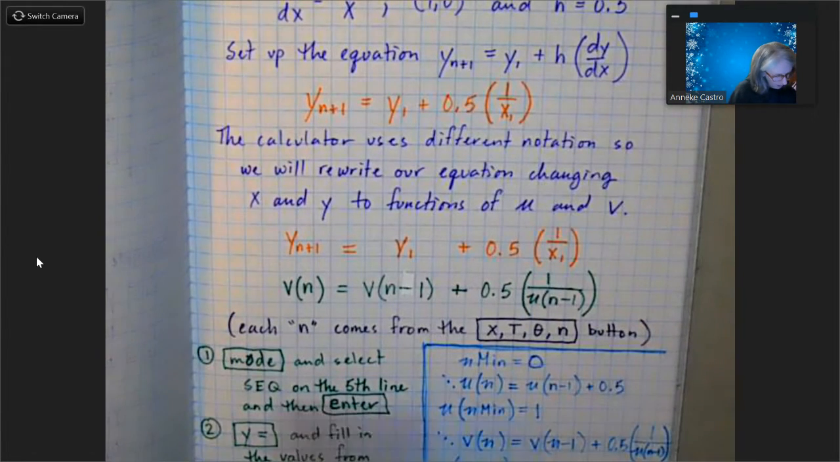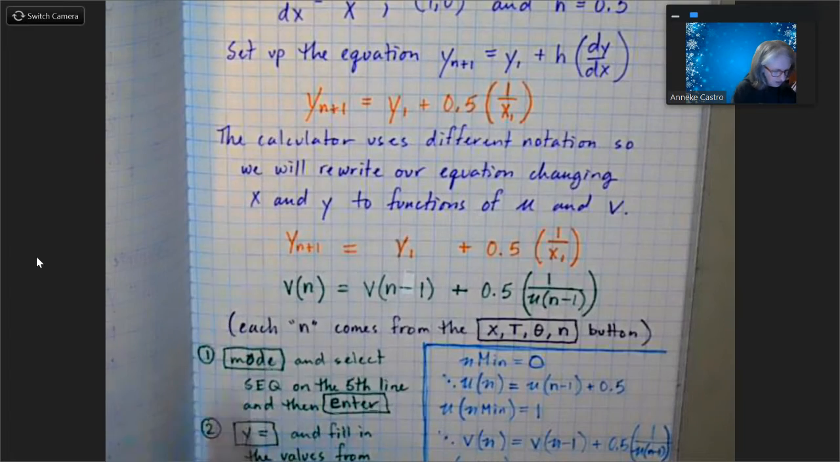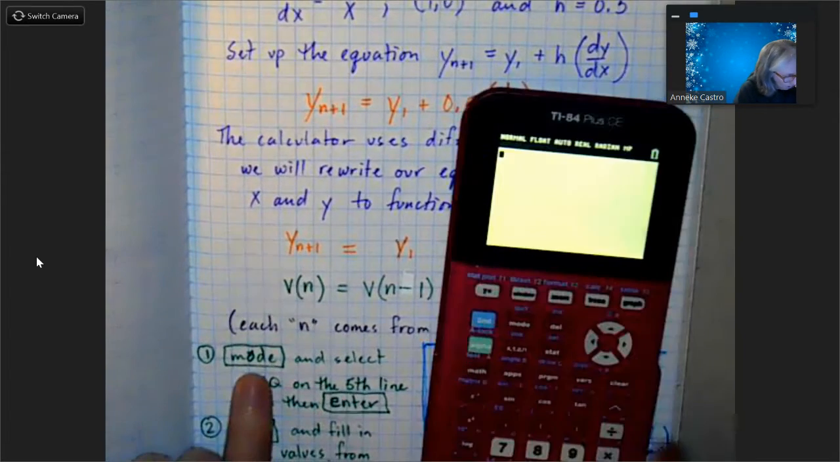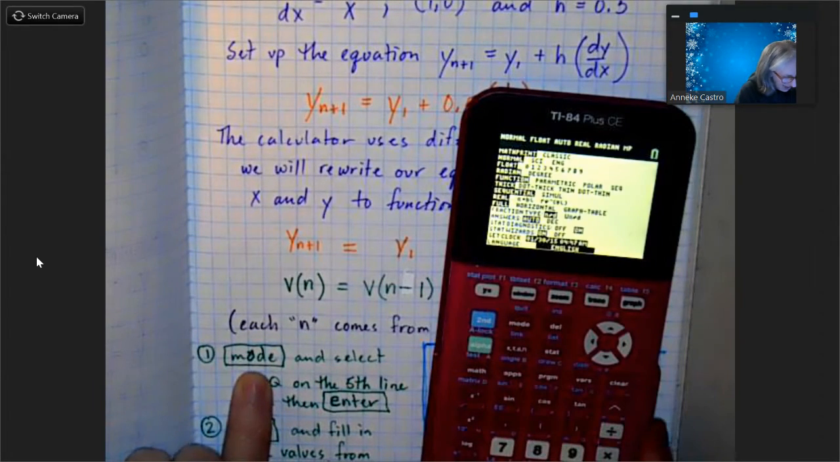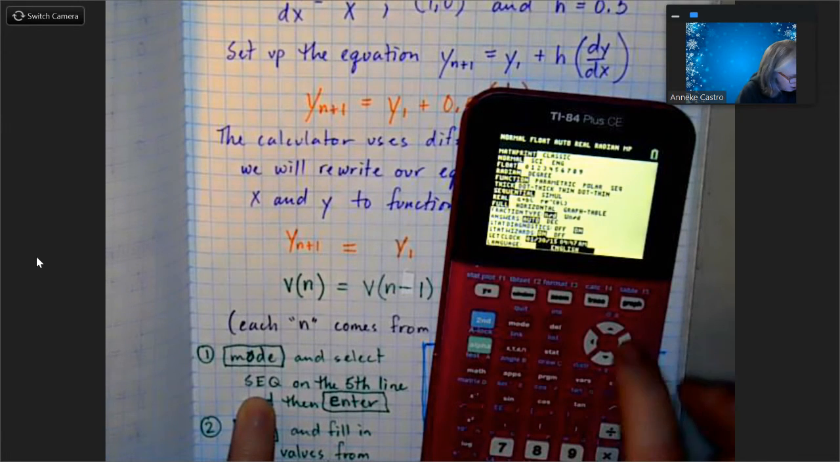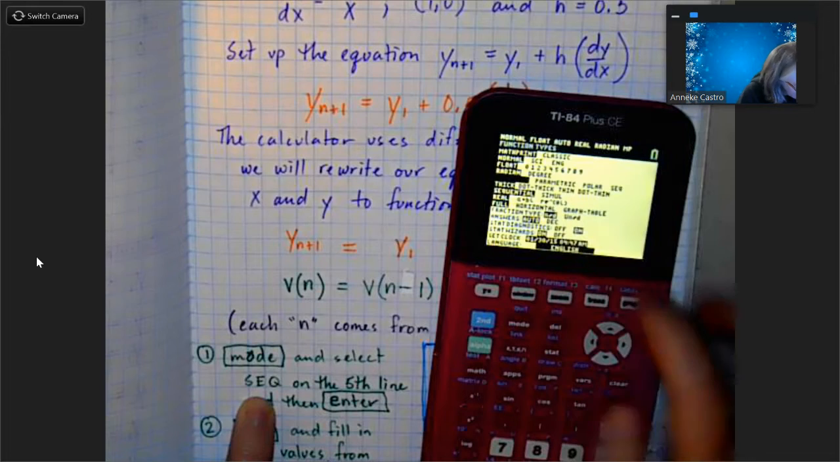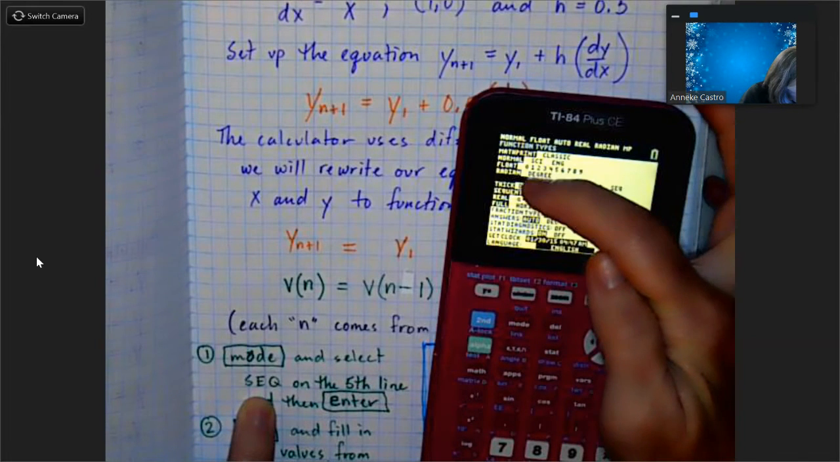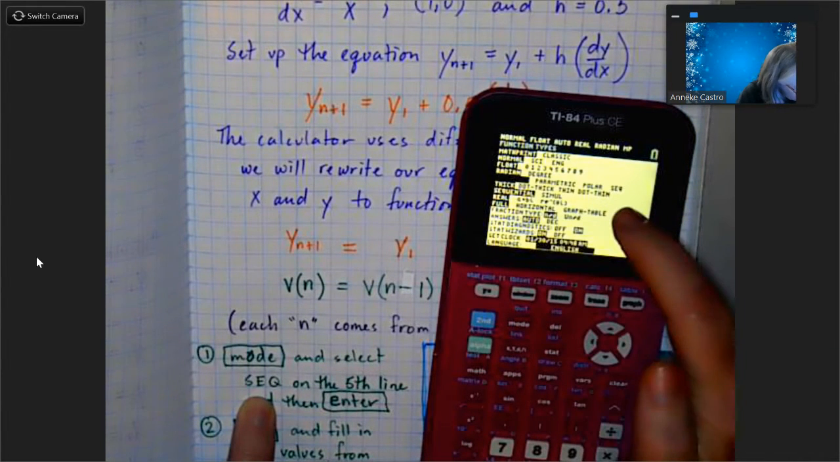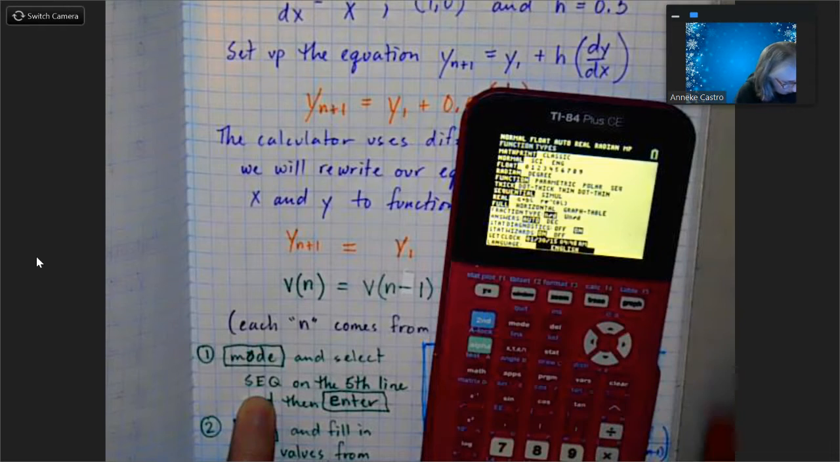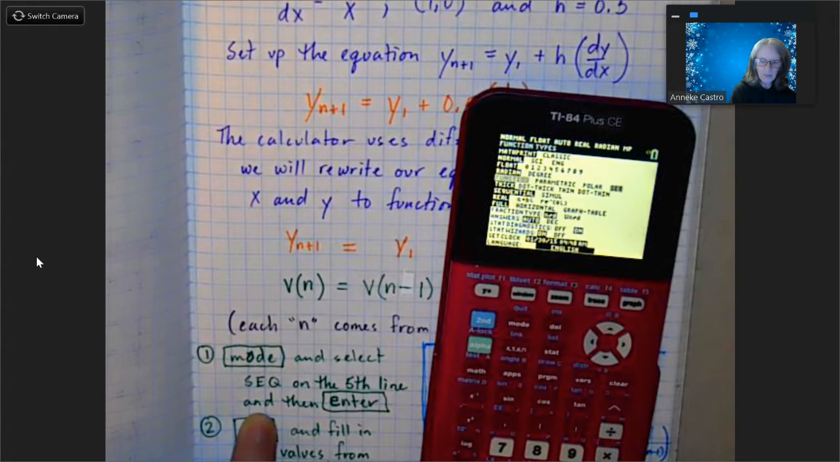Okay, so here are the directions right over here. Step 1, we're going to press mode. Then on the 5th line, where it says function, if we go over, was that actually the 5th line? 1, 2, 3, 4, 5. Yeah, I think so. We're going to go over and select SEQ. Okay, there it is. And then we're going to press enter.